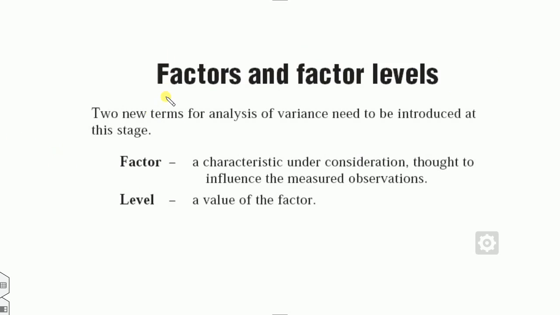And how do we analyze that? There are two terms: one is the factor and the second is the factor levels. The factor is the characteristic under consideration, so anything related to the consideration in the problem is called the factor, and the values of the factor are called the levels. For example, if I investigate a classroom with 7th standard, 8th standard and 9th standard, these are the values, so these are called the levels, and the factor is the class.